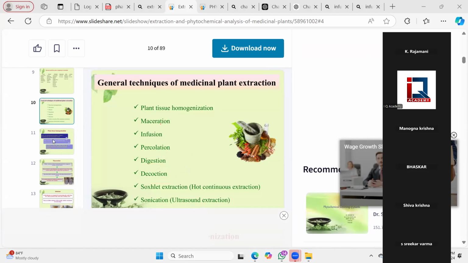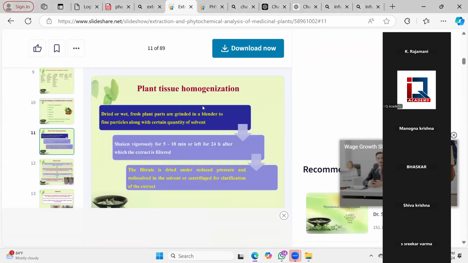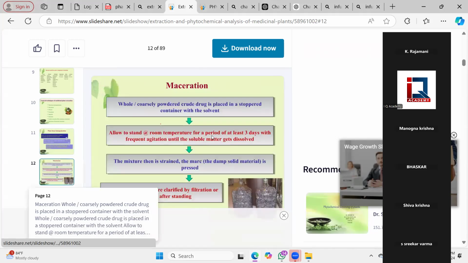So this is infusion and decoction. You can see plant tissue homogenization is the simplest and the oldest part. Take the plant parts, crush them and extract the drug from them. We call it extracting the juice. That is the method happening in plant homogenization. Right?